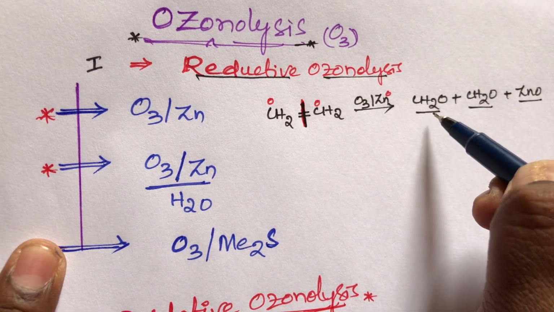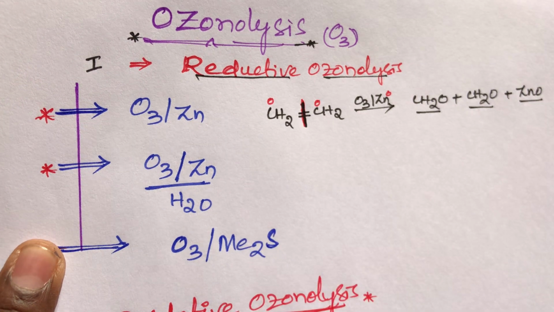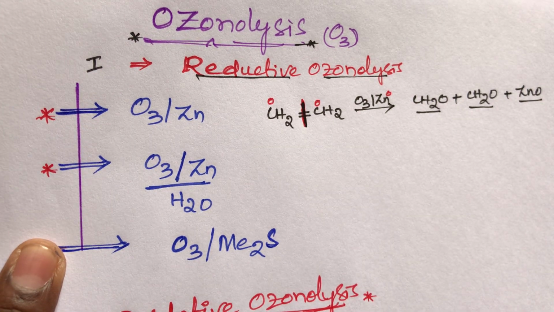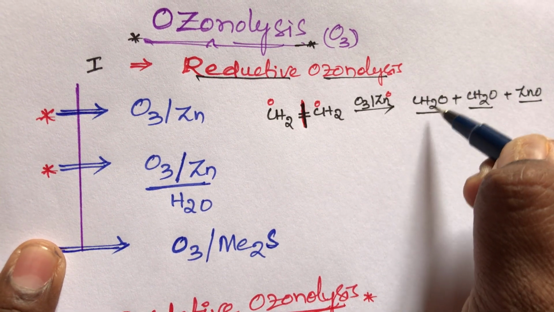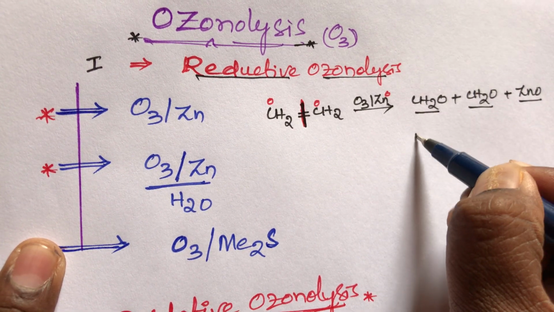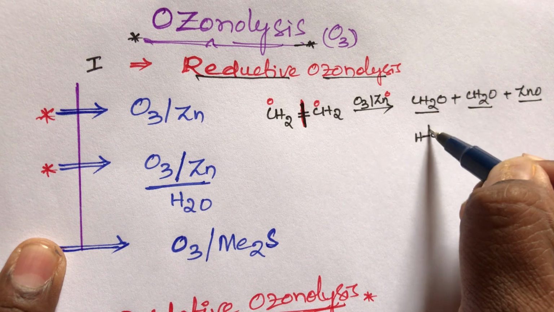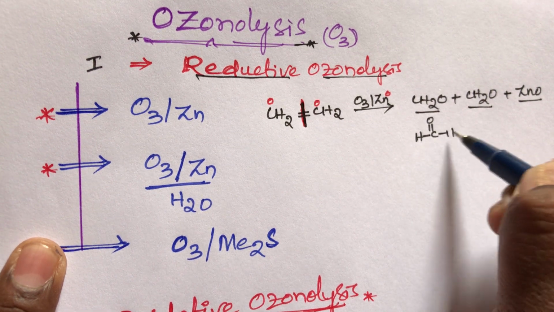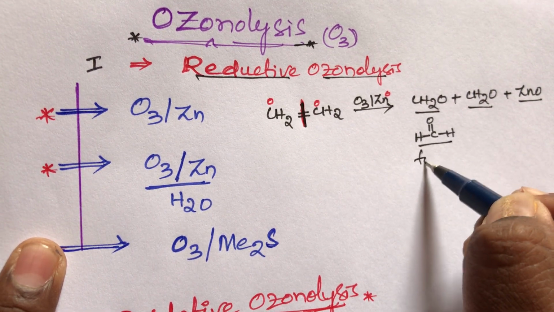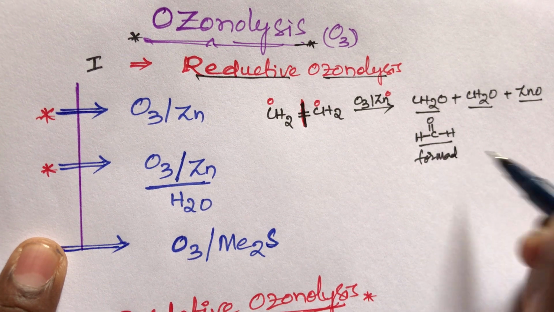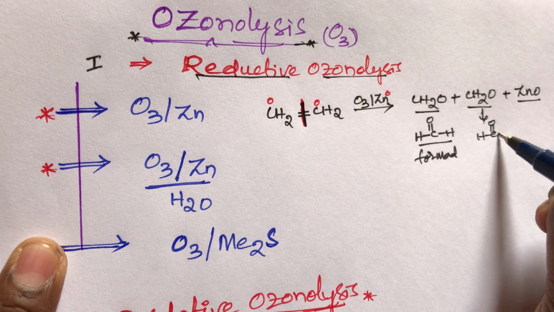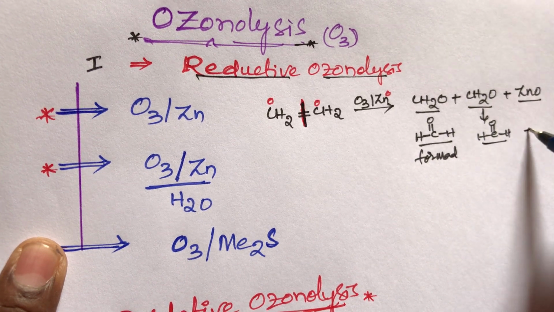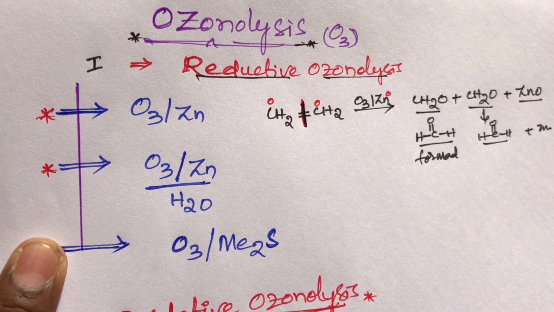In this CH2O, remember, student, each oxygen occupies a double bond. We can write the structure of CH2O: H, C double bond O, H. This name is called formaldehyde. And the other CH2O, same thing, H, C double bond O, H. This is also formaldehyde. This is the simple trick, student.